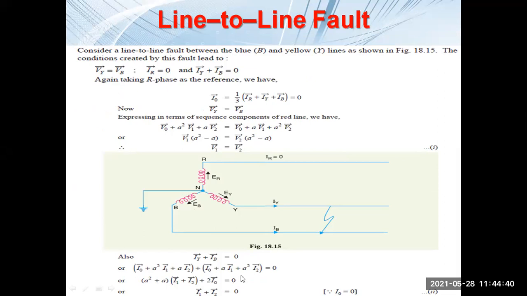So now let us say we have a positive sequence network and a negative sequence network. So these two networks, how will they be connected? Can anyone tell, if V1 equals V2 and I1 plus I2 equals 0, how we can connect these two networks?